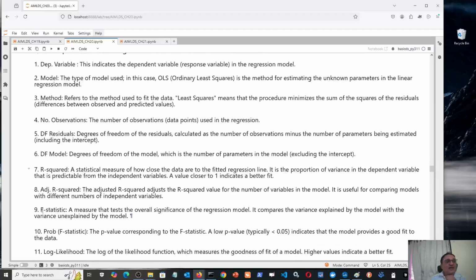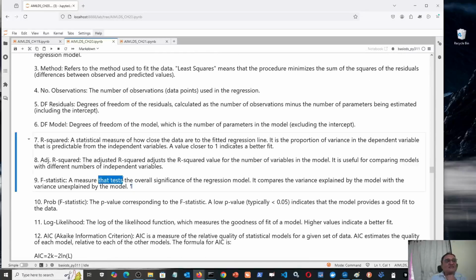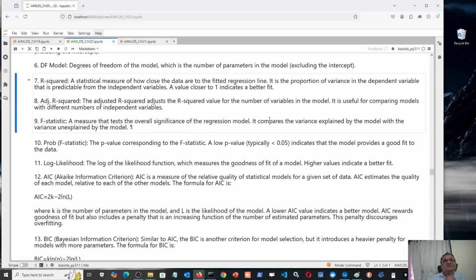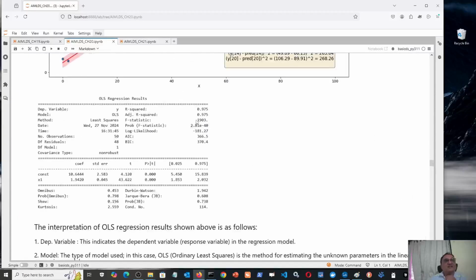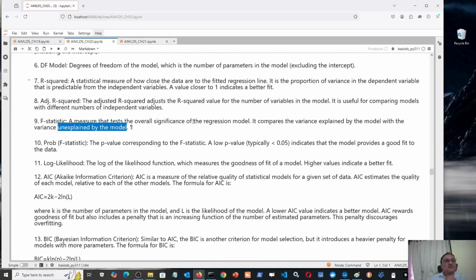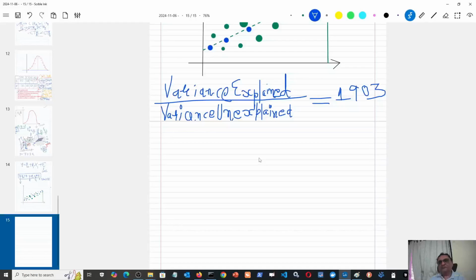Okay. Then the F statistic tests the overall significance of the regression model, and it compares the variance explained by the model with the variance unexplained by the model. So here I get an F statistic of 1903. That means the ratio of variance explained by the model to variance unexplained by the model is 1903. In other words, the explained variance is 1903 times the unexplained variance, nearly 2000 times.